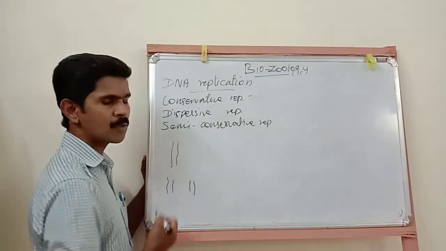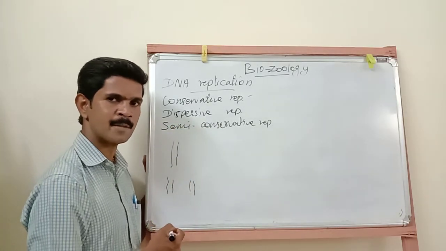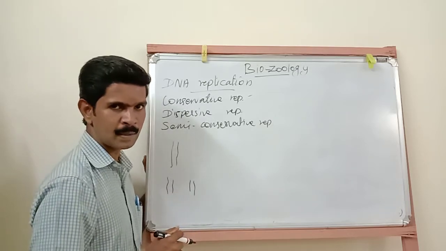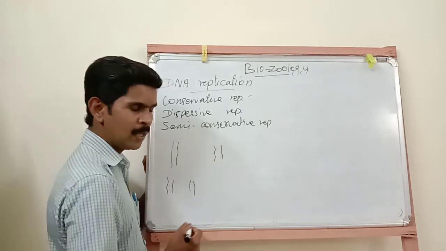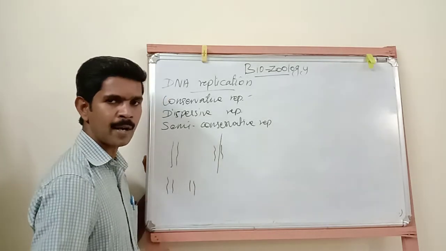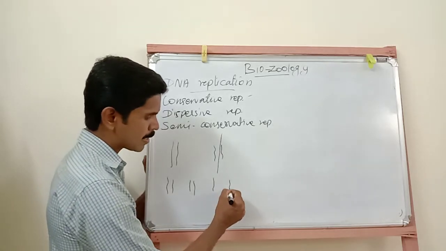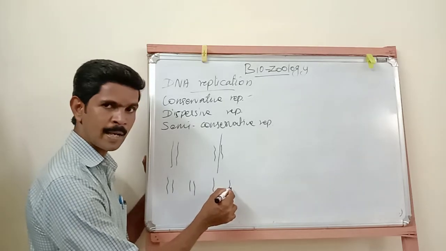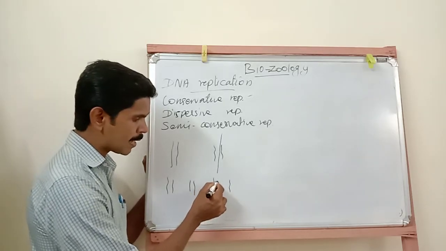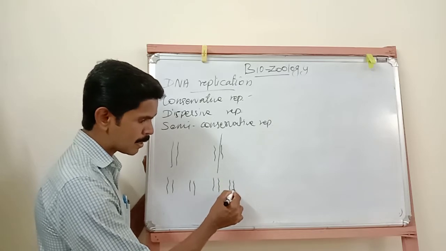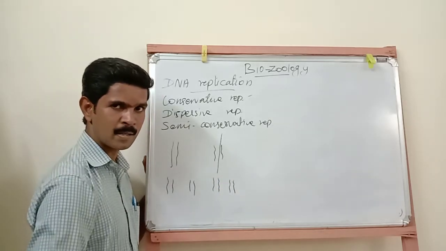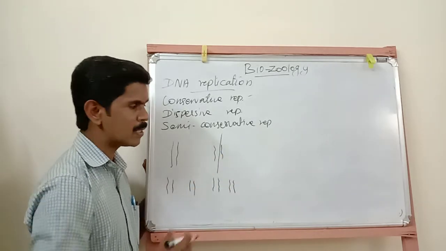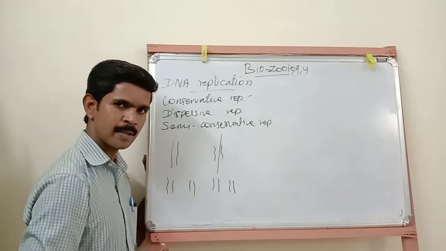The second one is the dispersive replication process. In this type, first the DNA molecule is broken into fragments. Understand? Just imagine a DNA molecule broken into two fragments: this is one fragment, this is the second fragment. These fragments act as templates. This template strand produces a new strand, and this template strand also produces a new strand. So from a single DNA molecule, two DNA molecules are produced. This type of replication process is called the dispersive replication process.